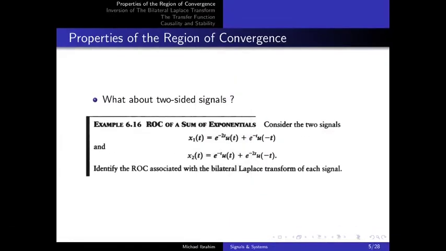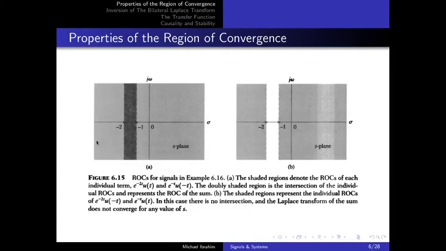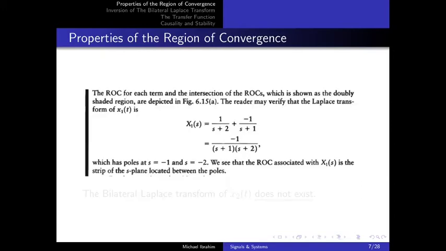So let's move back over here. This is the region of convergence for x1 of t. We have an intersection between minus 2 and minus 1. But for x2 of t, we do not have any intersection, and therefore the ROC is an empty set and x2 of s does not exist. So this would be x1 of s, 1 over s plus 2 minus 1 over s plus 1, as we've seen before. But we can say that the Laplace transform of x2 of t does not exist because the ROC is the empty set.